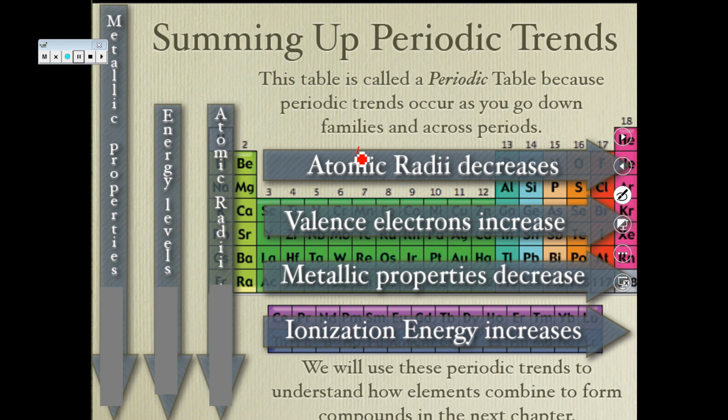Let's go down. Metallic properties. As you go down the periodic table, the metallic properties are going to increase. Francium has the greatest metallic properties of the metals. Energy levels. What happens as you go down a group? They increase. You are adding a new shell. And as you add a new shell, what happens to the atomic radius? It also increases.